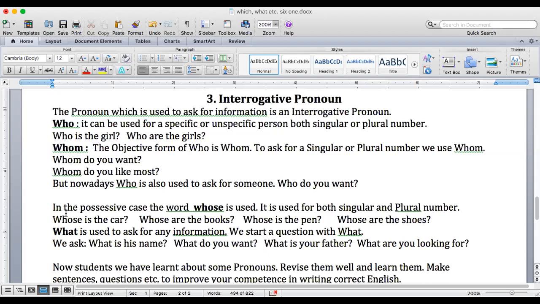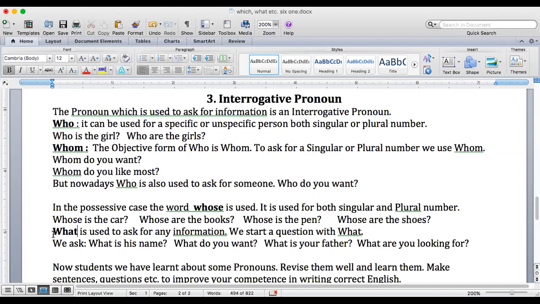Now in the possessive case, the belonging to someone, whose is used. It is used for both singular and plural number. Whose is the car? Whose are the books? Whose is the pen? Whose are the shoes? That means who the shoes belong to, right? They belong to someone. You're asking whose is the pen? Whose are the shoes? Whose are the books?